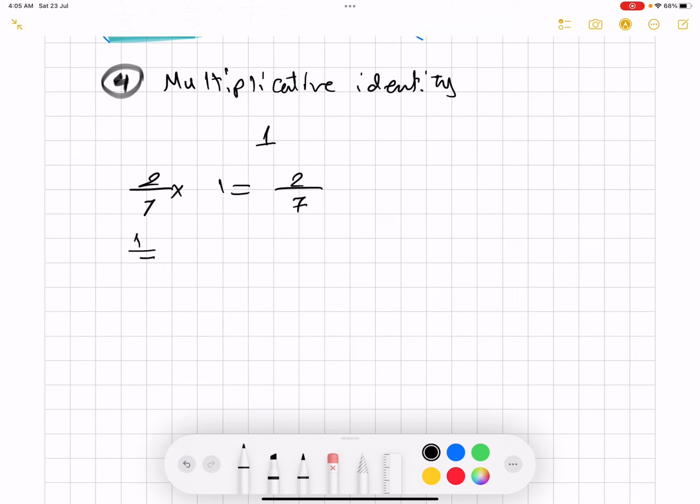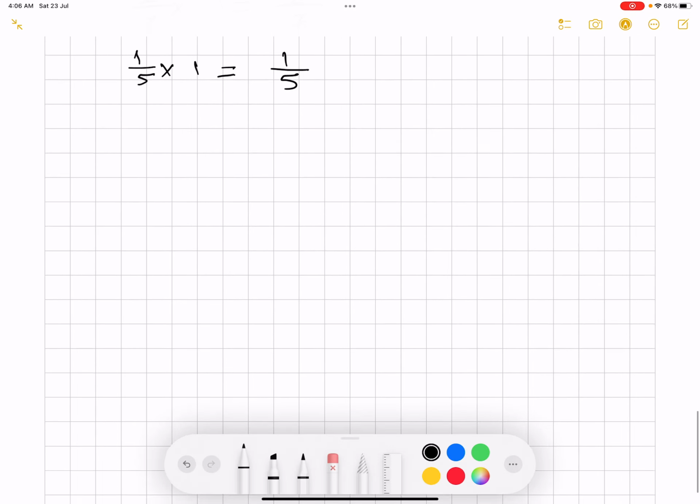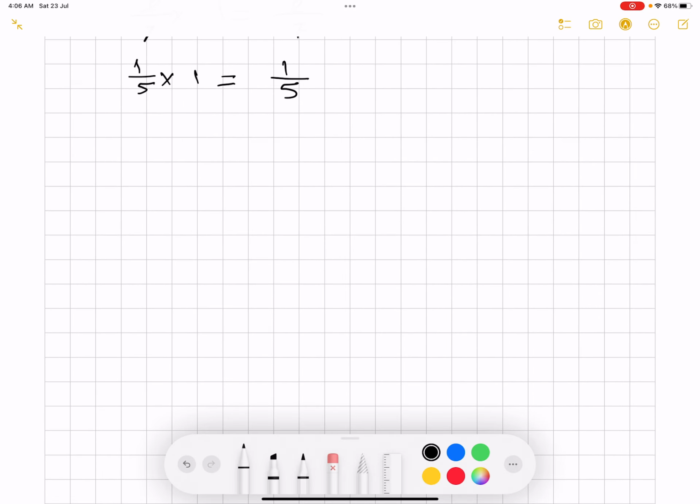If I have 1/5 times 1, it will be 1/5. Suppose I have a times 1, it will be a. Even if I have letters, I mean x for example, times 1, I don't care whether it's a number or a letter, anyway it will be the same, the value won't change. If we have negative 2/7 times 1, it will be negative 2/7.